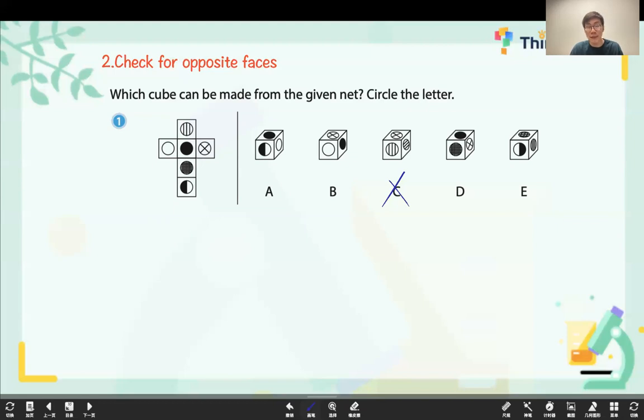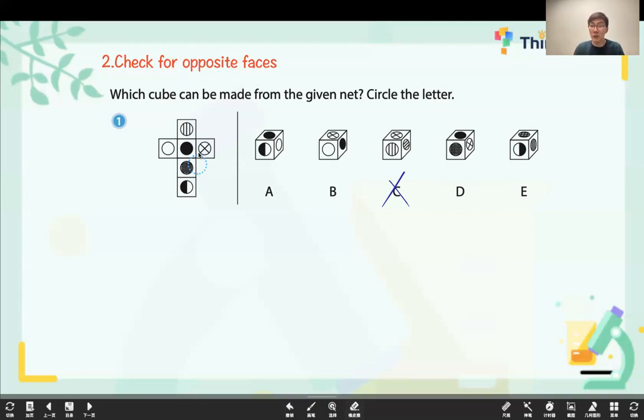D has a mesh face, a cross face, and a black face. So these ones are all okay as well. And finally, we look at E. E has a half filled in circle, a mesh circle, and a straight line circle. All three of them are there. So by using our first step of eliminating impossible cubes, I've only been able to eliminate letter C.